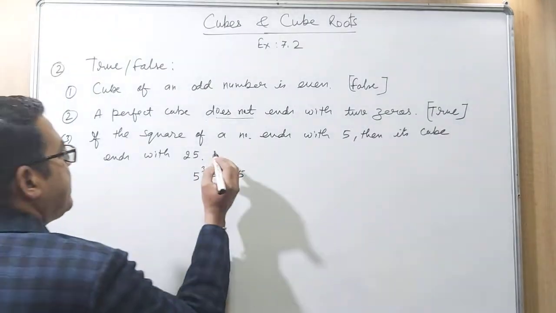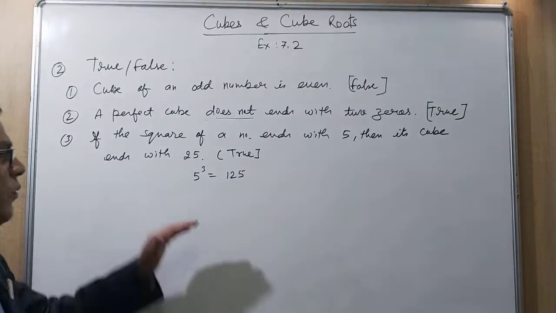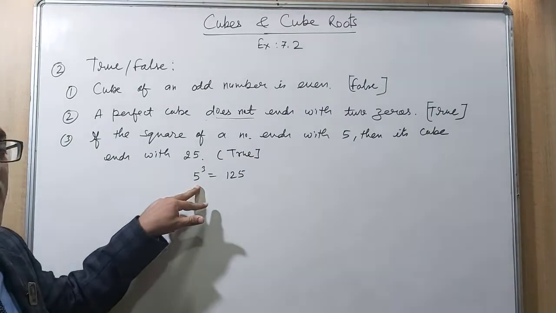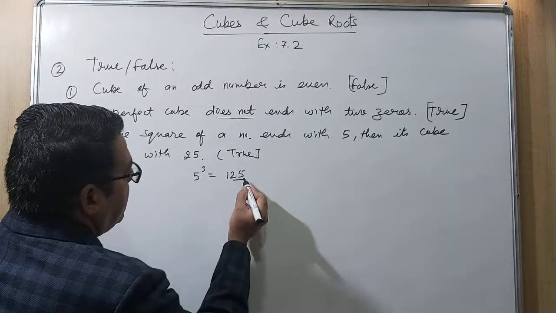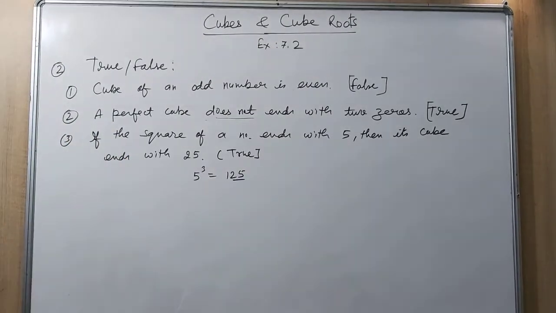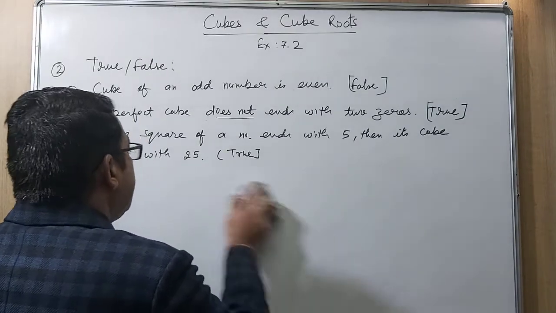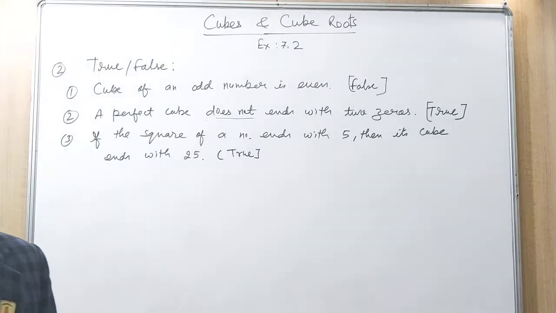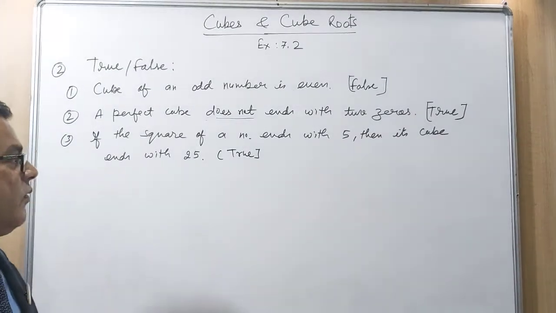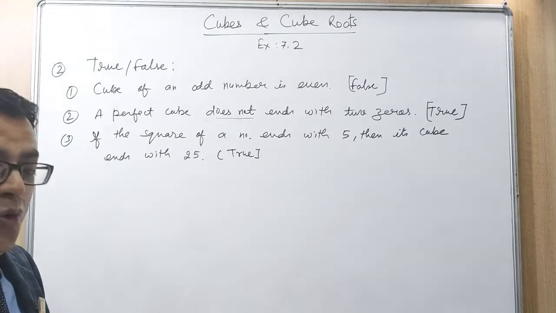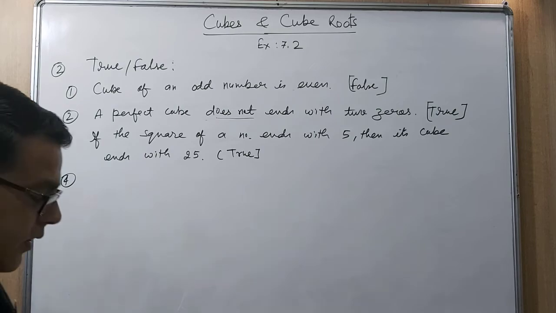For 5 it is true, so we can write here true, because for 5, the cube of 5 ends with 25. So we can consider that this statement is true. But this is not true for every number which ends with 5 having its cube end with 25, right?